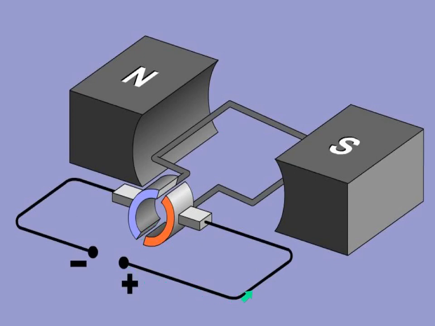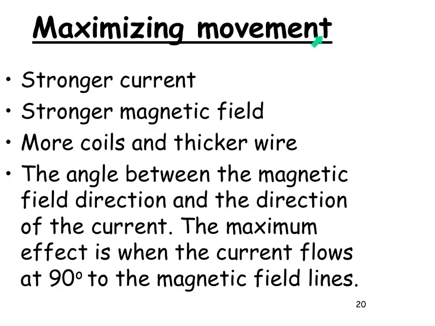That's the split in the split ring commutator over there. My current comes across from positive in around to negative, and as this turns, the blue side would be over here, and then the blue would get positive and the red would get negative, and so it turns like that. If I want to get the most movement, I use a stronger current, a stronger magnetic field, more coils on that coil, and then I need to have a maximum angle of 90 degrees between the two magnetic fields, and that gets me the best interference and the best force coming off it. Obviously, as it's turning all the time, I can't keep this all the time, but I do have my greatest force when the current flows at 90 degrees to the magnetic field.